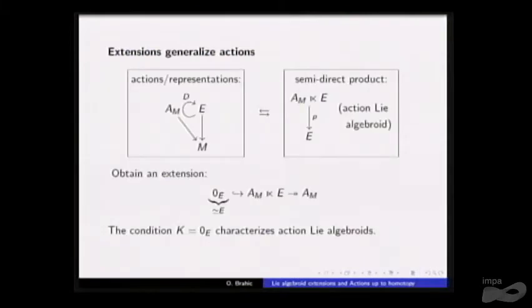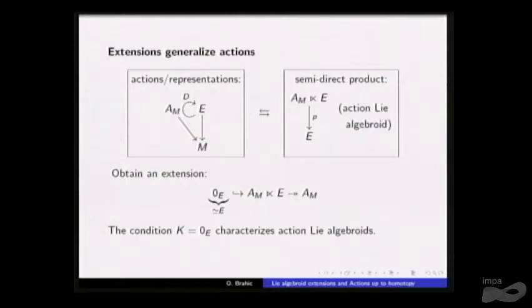So why do extensions? First of all, I'm going to explain that indeed extensions generalize actions for the following reason. If you have an action or a representation of M on E, which is a vector bundle or a submersion, so if you have such an action, you can form the semi-direct product. And as it turns out, this is indeed an extension of A_M, the guy that is acting. Okay, so you should think of the base as the one acting.